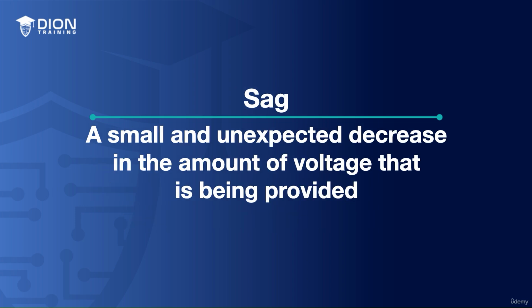Now, a sag in electrical power means that there is a small and unexpected decrease in the amount of voltage that's being provided. A sag is very similar to a surge, but it's actually an opposite, because instead of the voltage going up, it's actually going down.